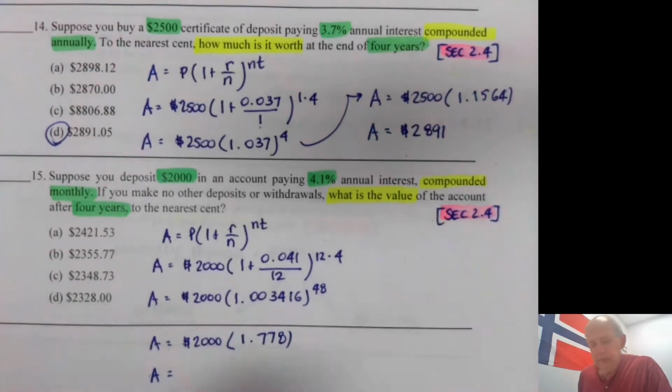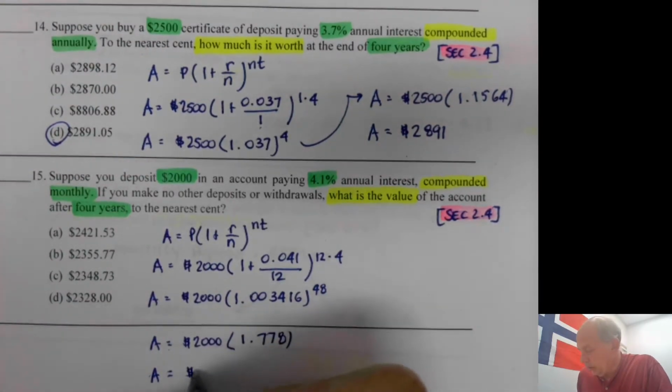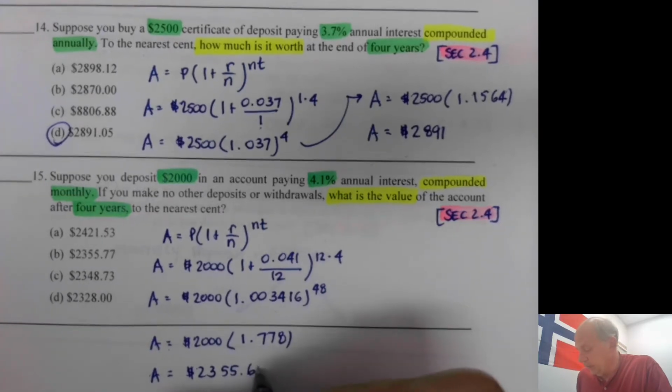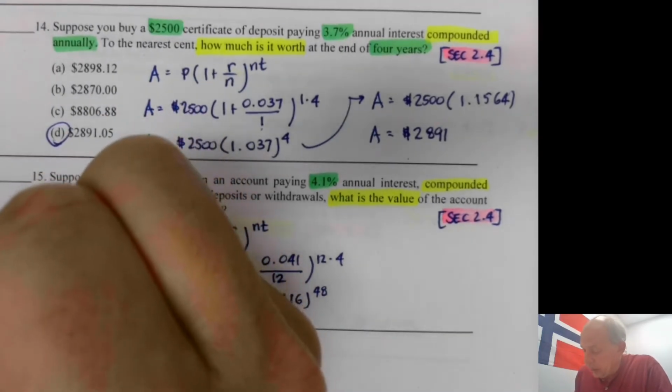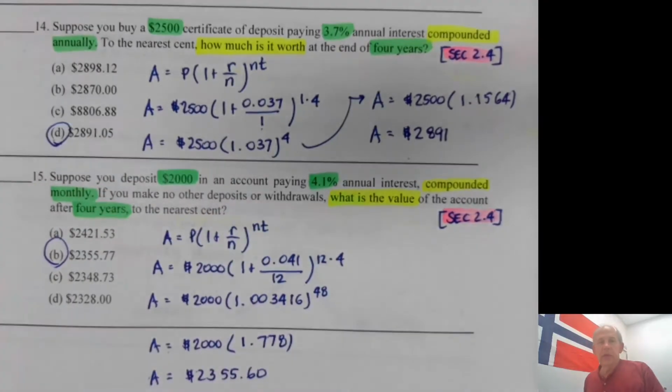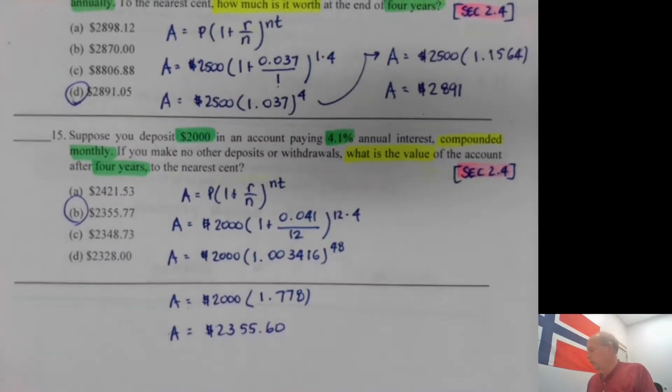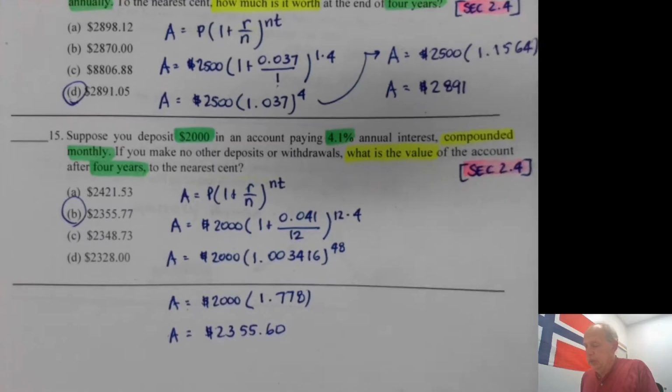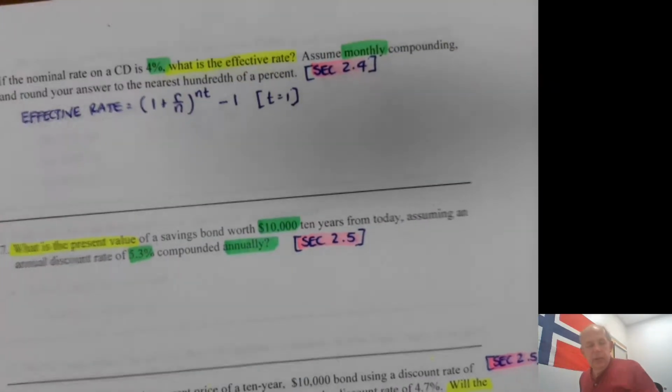Multiply the last two values together, I would come up with 2355.60. Off by 17 cents because of rounding. Again, always go for your closest answer. So there is number 15. Let's take a look at number 16.